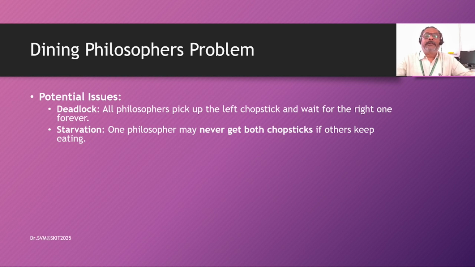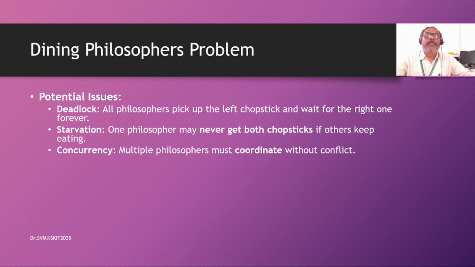The next thing is starvation. It may so happen that one philosopher may never get both chopsticks. If others keep eating, that philosopher will be under starvation forever. Concurrency is the other issue, where multiple philosophers must coordinate without conflict. If you want to make sure that everyone eats, then some coordination is required.